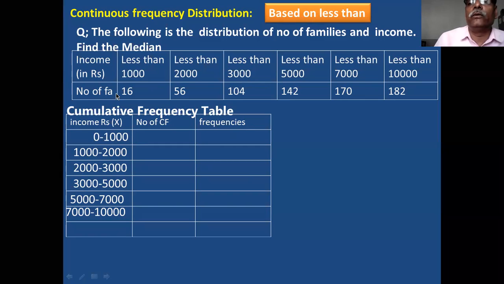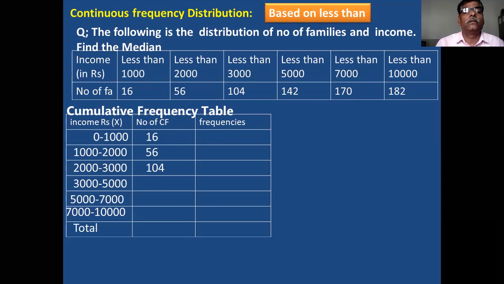Then the number of families given are in cumulative form, not the real form. So I record them as CF, meaning cumulative frequency. You see here 16, 56, 104, 142, 172, 182. This is the cumulative frequency given in the problem. Next, you have to calculate the frequency. You may calculate from top to bottom or bottom to top, as you like.